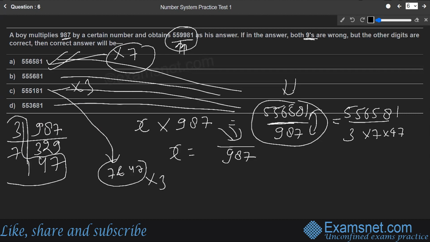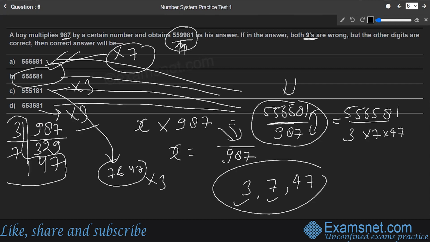Similar goes for option D. This is also not divisible by 3. So obviously the right choice is option B, 555681, because it is completely divisible by 3, divisible by 7, and divisible by 47 also. So that should be the right answer. 555681, option B, is the right one.